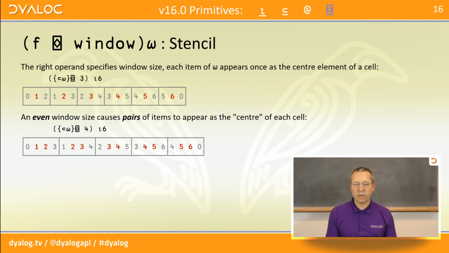In fact, there was a discussion when we were designing this function as to whether the right operand should be the number of neighboring cells that you wanted on each side rather than the actual size of the window. I can't immediately think of an example where an even window size makes sense, but we eventually decided that we would allow it. So as you can see here, where the window size is 4, it causes pairs of items to appear as the center of each cell, and you get one less function call than the number of items in the array, because we only have 5 pairs to be made out of iota 6.